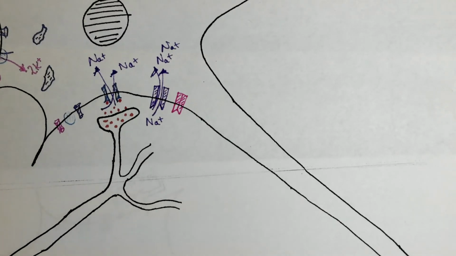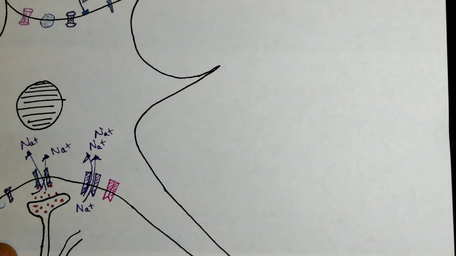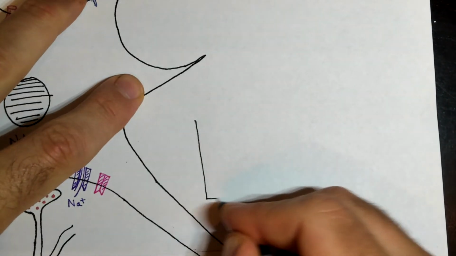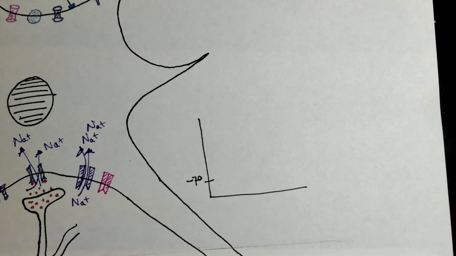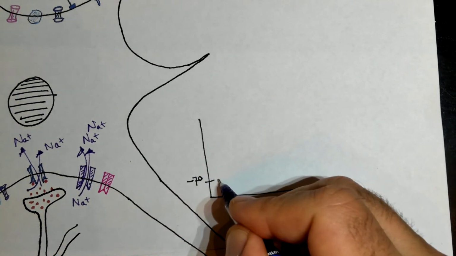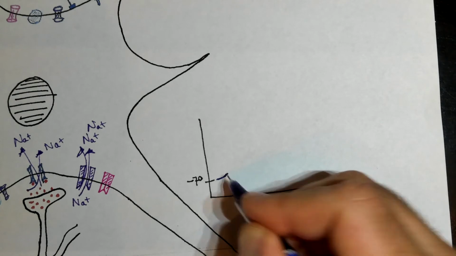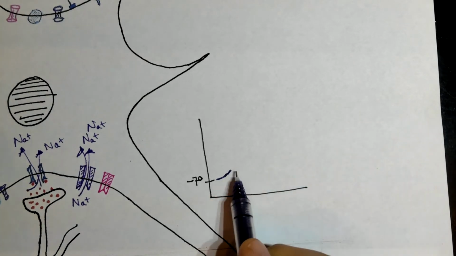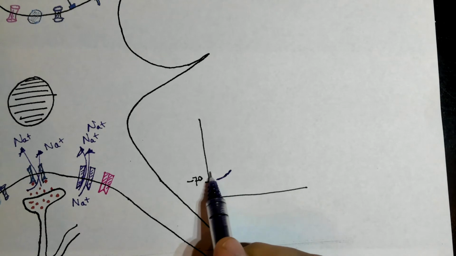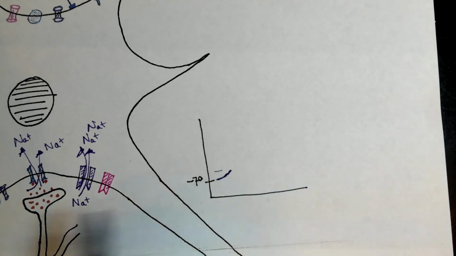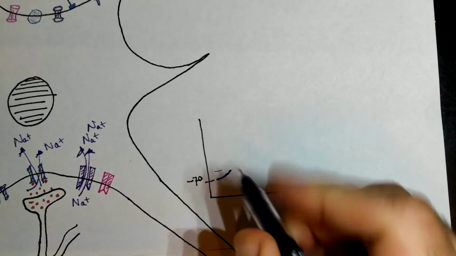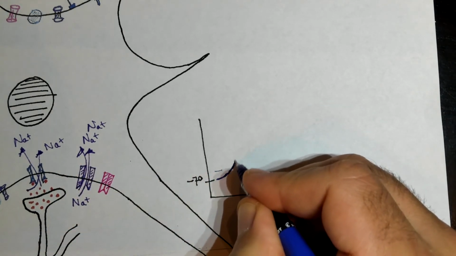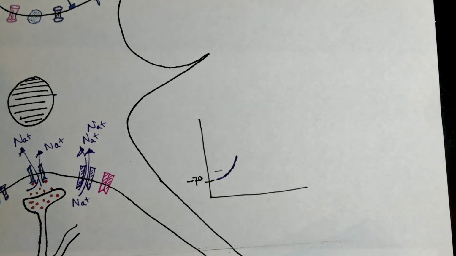Well, what is that going to do to our graph? So we were at minus 70. Let's just pretend that our ligand-gated channel brought us to, let's say, minus 65 or so. Our ligand-gated channel did that for us, but then the voltage-gated channel opened, and that started bringing us up even further to, let's say, minus 60, depolarizing us more and more and more.